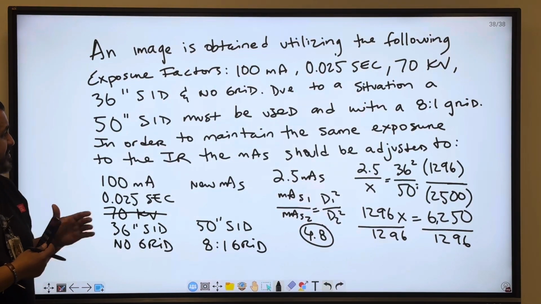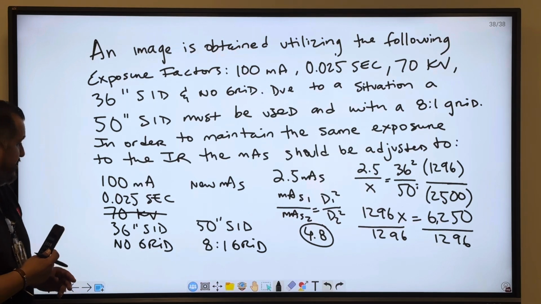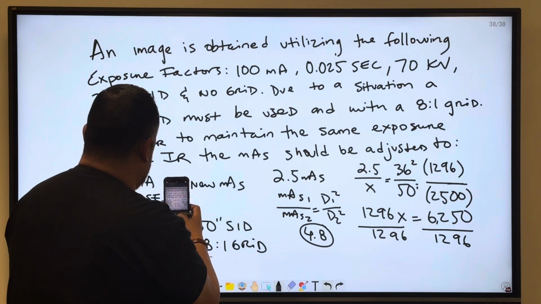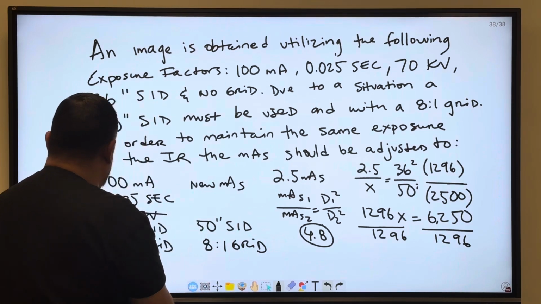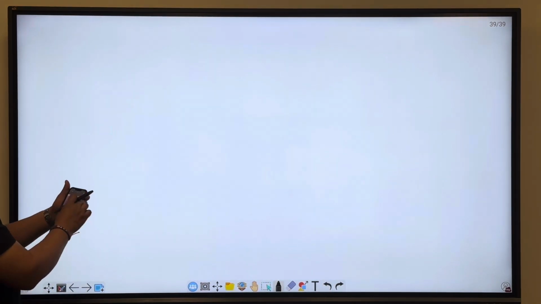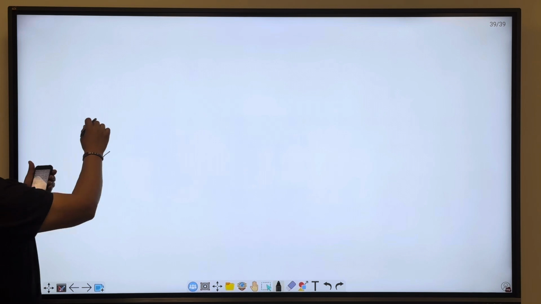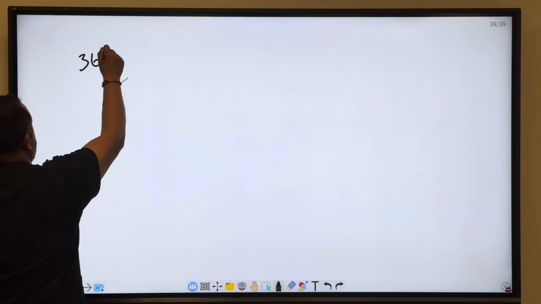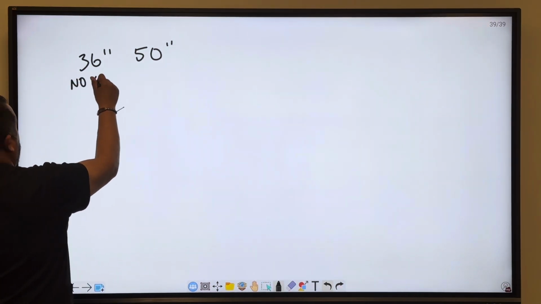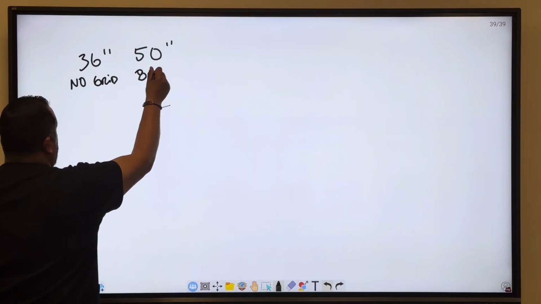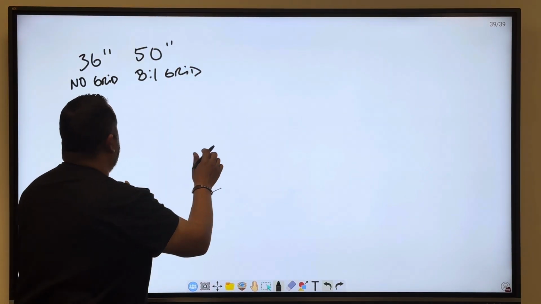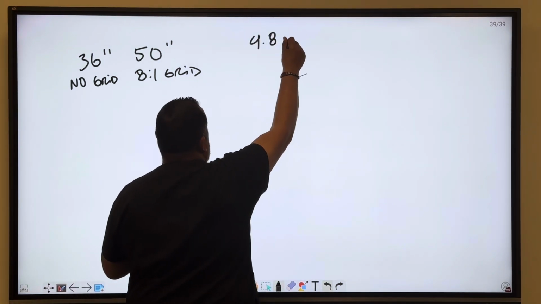So I'm gonna switch to a second page here, but I'm gonna take a picture so I can have a reference of the numbers that I'm using, all right? So I'm gonna write this down. We got here 36 inches to 50 inches, and we have no grid to an 8:1 grid. We have a new mass of 4.8 that we just calculated, correct?